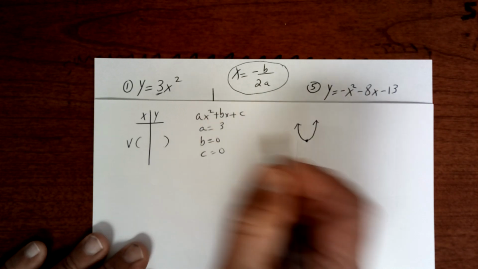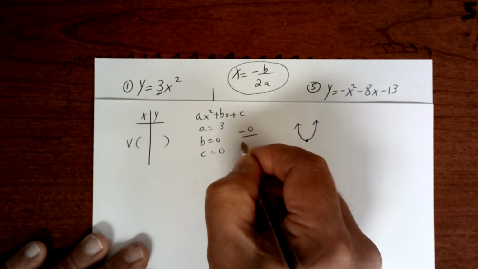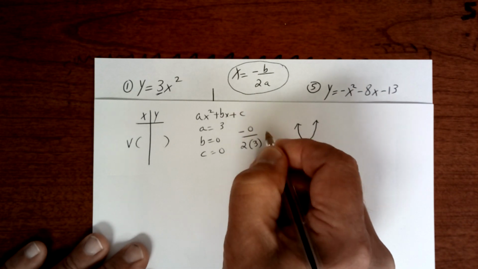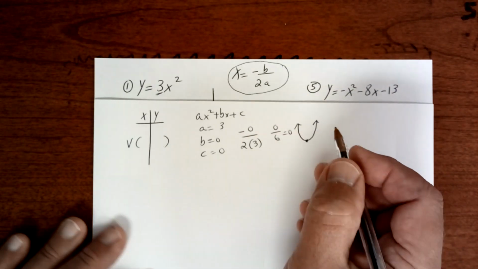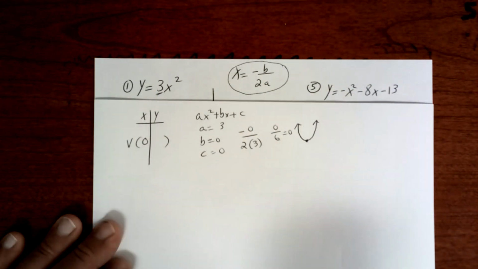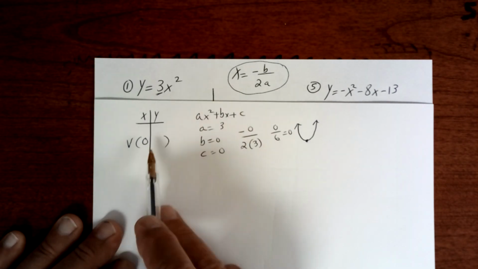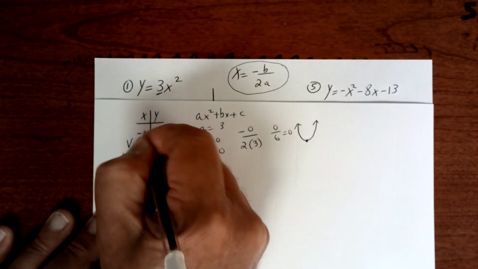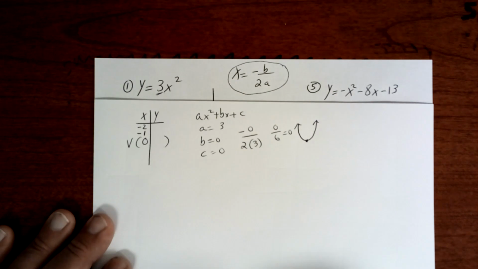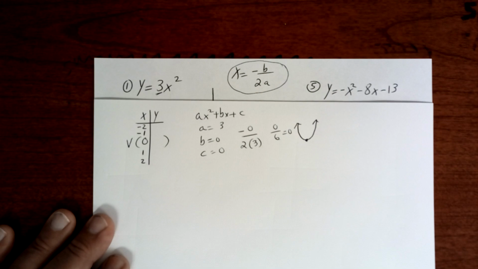So we plug it in. So we get negative B over 2 times A. Well, 0 divided by 6, 6 goes into 0 0 times. So the vertex is going to be located at 0. Now we've got to plug 0 into the formula. What you need to do is get some more points. So you want to go lower than 0. So you want to go negative 1 and negative 2. Always go lower and then go higher. Just like that. And all you need is a few points.